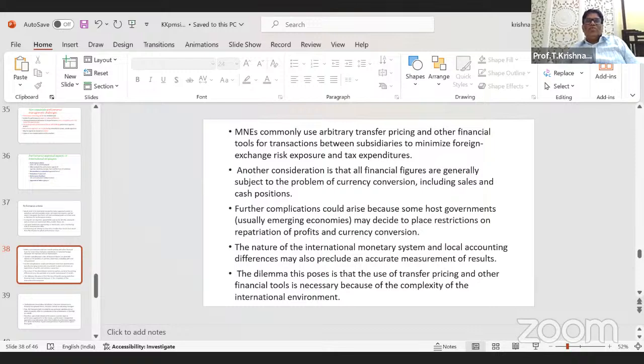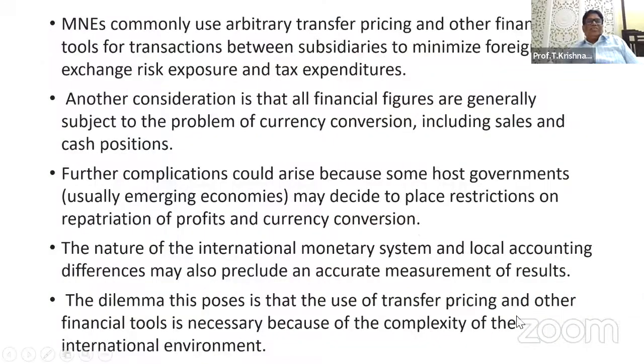MNEs commonly use arbitrary transfer pricing and other financial tools for transactions between subsidiaries to minimize foreign exchange risk exposure and tax expenditure. Another consideration is that all financial figures are generally subject to the problem of currency conversion, including sales and cash positions. Further complications could arise because some host governments may decide to place restrictions on repatriation of profits and currency conversion. The nature of the international monetary system and local accounting differences may also preclude an accurate measurement of results.